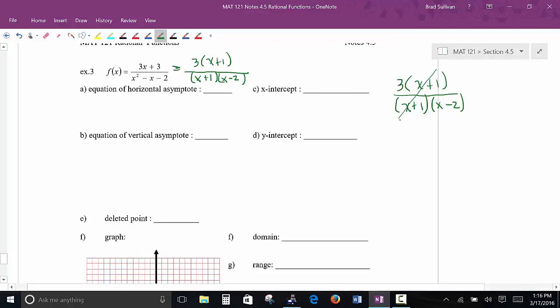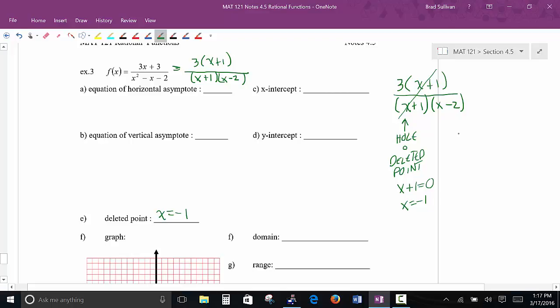All right, so here's what happens. The one that cancels is going to be a hole in the graph. It's just like a bubble, or we call it a deleted point. Okay, so we're just going to say we have a deleted point at x equals -1. And again, what I'm doing is taking the one that canceled out and solving that equation, which you can do in your head.